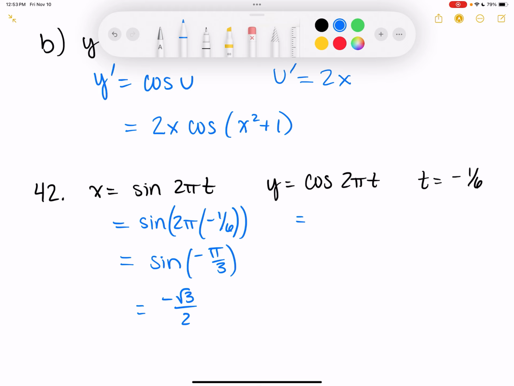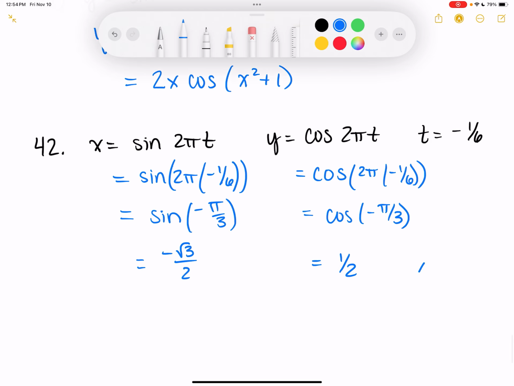All right. If I put negative 1/6 into the cosine of 2 pi times that, this gives me the cosine of, surprise, negative pi over 3, which would be 1/2. So my xy coordinate, just for the purpose of making sure I can find it later when I need it, is negative root 3 over 2 and 1/2.